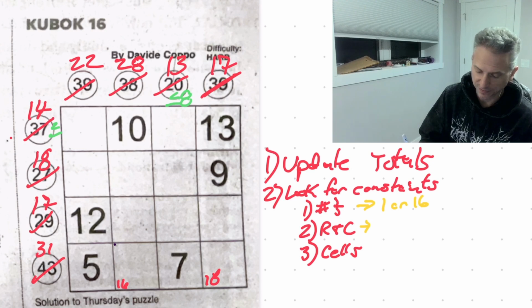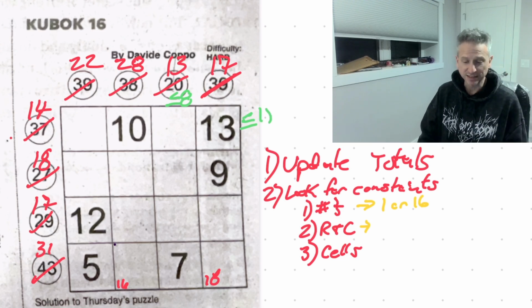Wait. We'll put it over here. Less than or equal to 11. Okay, so we got some constraints there.